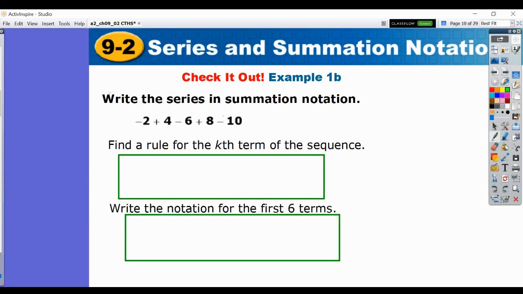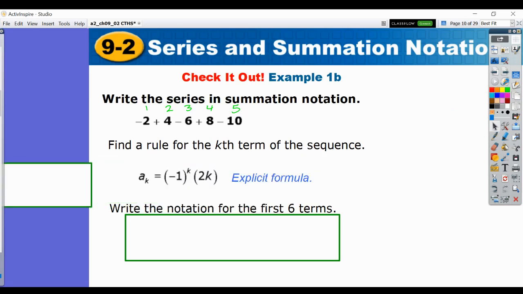This one is alternating. Again, you can pause the video if you want to try this out. This is my first term, second term, third term, fourth term, fifth term. See if you can find that pattern. Not sure I'm going to trust these little boxes today. Oh, that looks good. Okay, so the pattern is it's alternating, negative, positive.